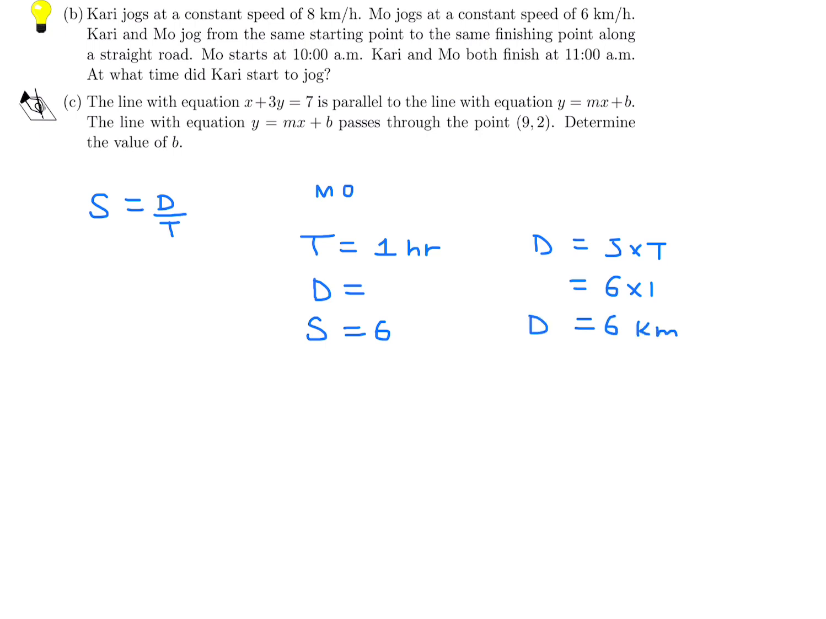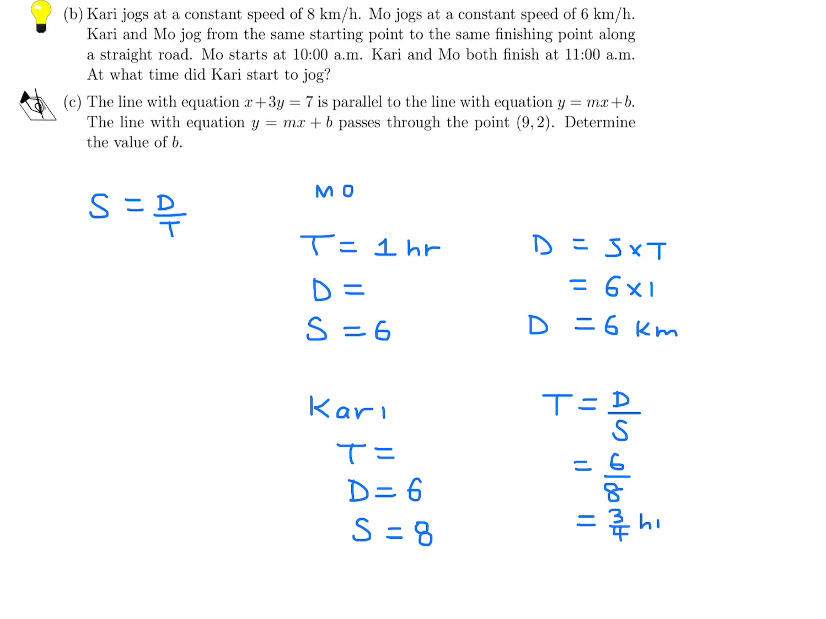For Carrie, same story. We don't know her time yet, but her distance is the same, because they're running the same distance from the same starting point to the same finish point. Her speed is 8, so her time is d over s, which is 6 over 8, which is 3/4 of an hour, or 45 minutes. Since she finished at 11, she started 45 minutes before 11. So she started at 10:15 a.m.